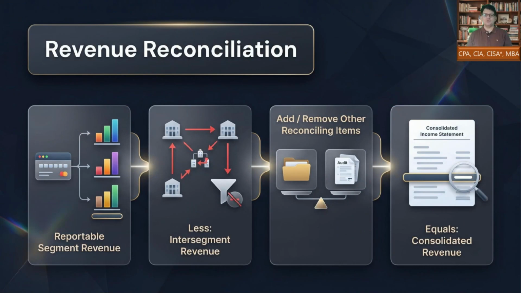Revenue reconciliation is usually the easiest bridge to understand. Reportable segments may include sales to external customers and sales to other segments. But when the company prepares consolidated financial statements, inter-segment sales are eliminated. The reconciliation therefore starts with reportable segment revenue, subtracts inter-segment revenue, adjusts for non-reportable segments or other reconciling items, and arrives at consolidated revenue. This is a simple idea, but it is a powerful control against double counting internal sales.